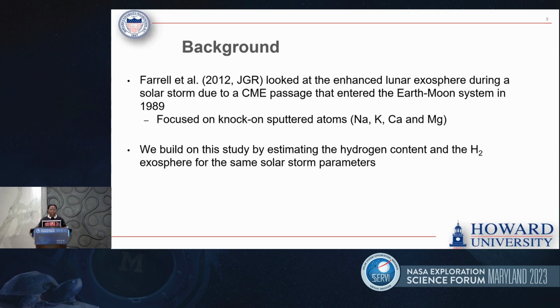So this project was derived from a Frel et al. paper, which you can see in my references, that looked at the enhanced lunar exosphere during a solar storm due to a coronal mass ejection passage that entered the Earth-Moon system back in 1989, specifically from April 29th to May 7th. They were focusing on sputtered atoms, and in our project, what I will be speaking on today, we will be focusing on hydrogen atom content on the surface and the escape of hydrogen molecules through the exosphere. And this is looking at the same solar storm that was looked at in the Frel et al. paper.